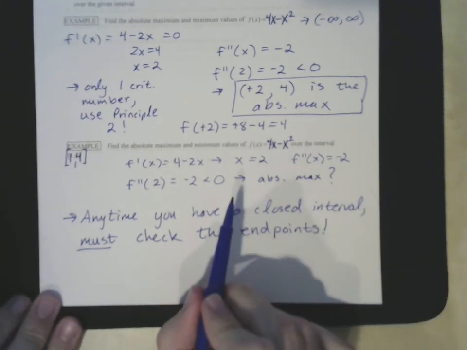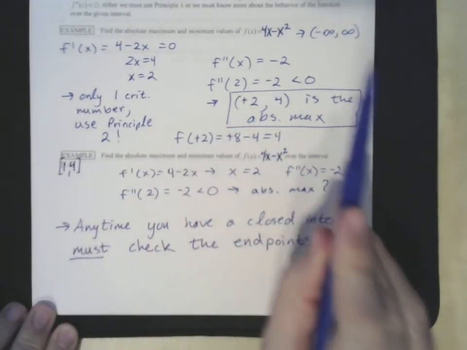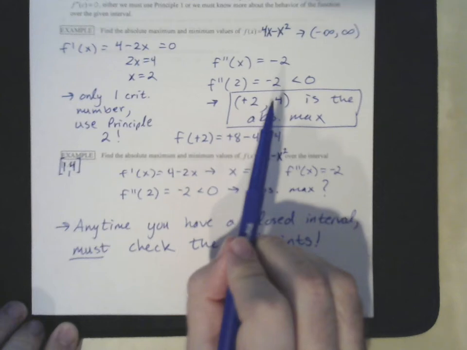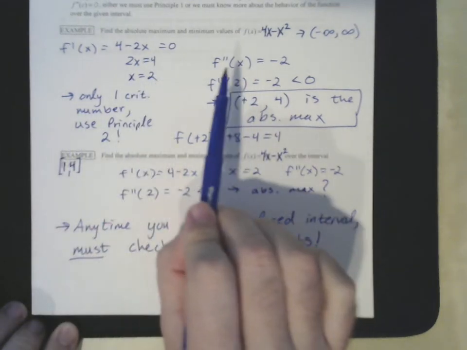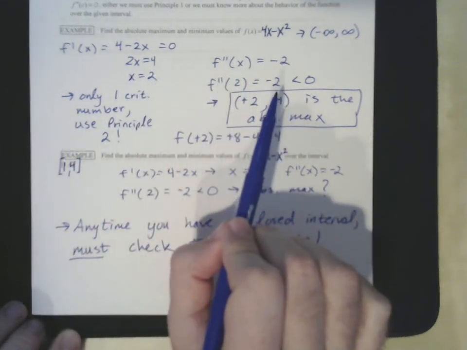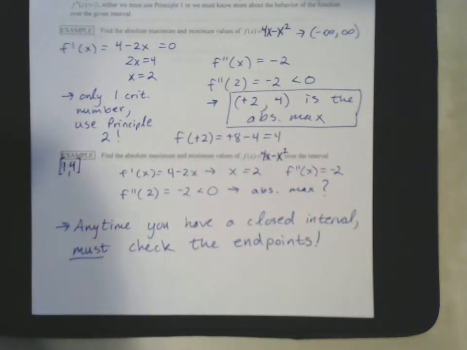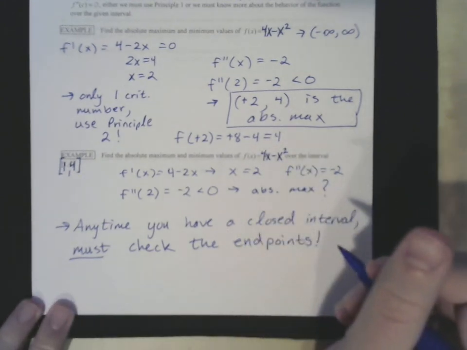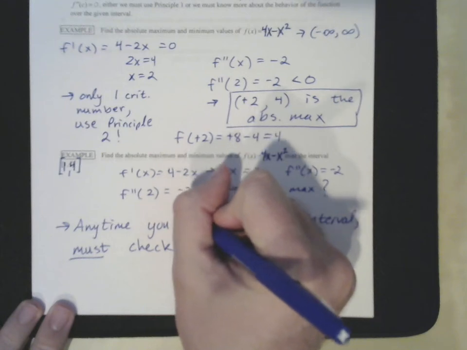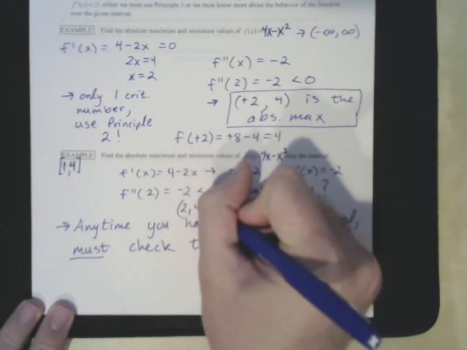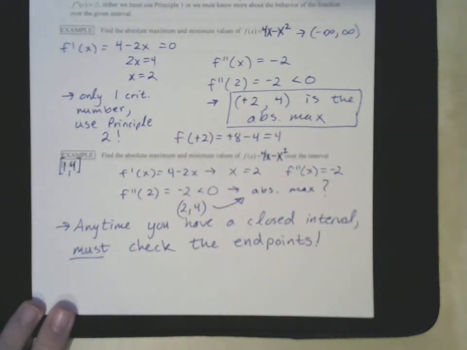Now for this particular function, based on our example up here, we know that this is the only critical number, and the second derivative is negative, which means it's going to be concave down all the time. So this should be the absolute max. What we're doing here is essentially double checking. So we know that (2, 4) is the absolute max in question.